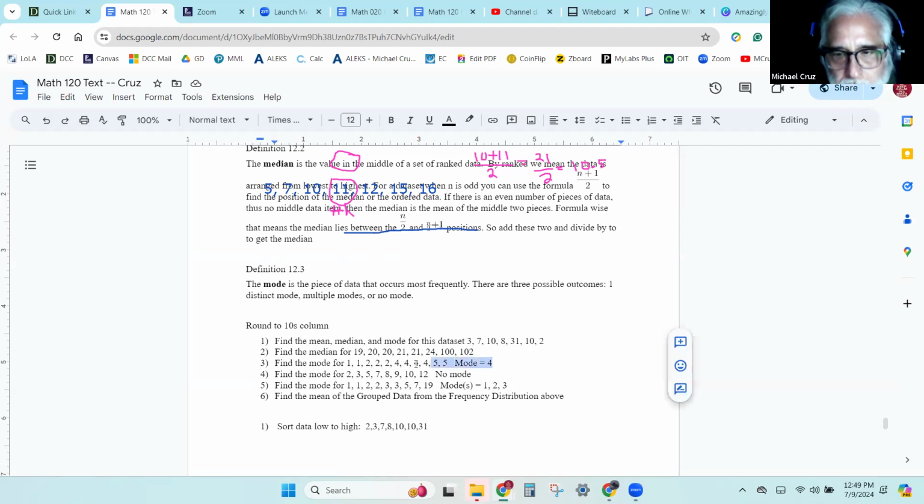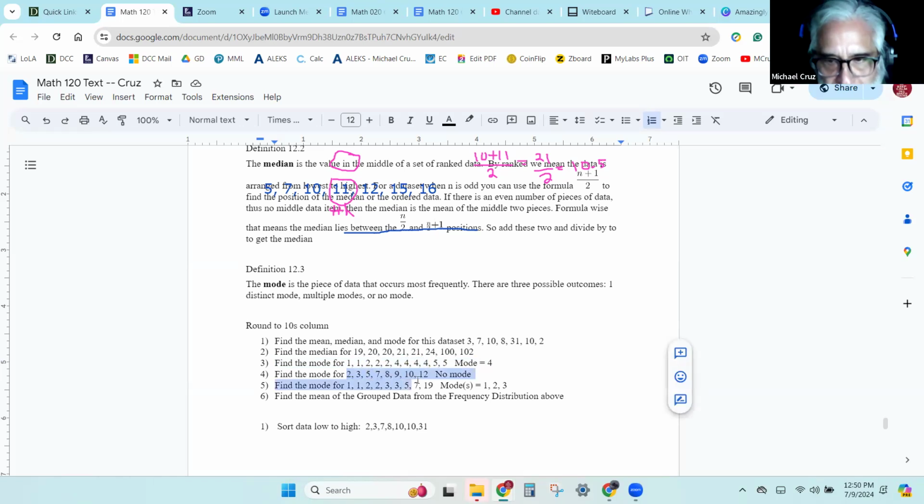Let's try the mode. So this data right here, we've got 2 ones, 3 twos, 4 fours, and 2 fives. The one that repeats the most often is the mode, which in this case is 4 because there's 4 of them.